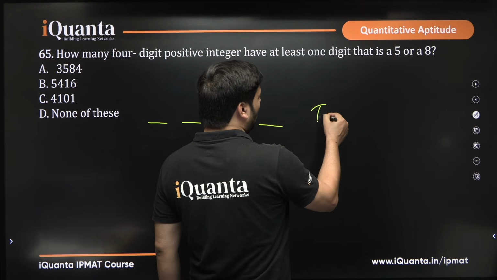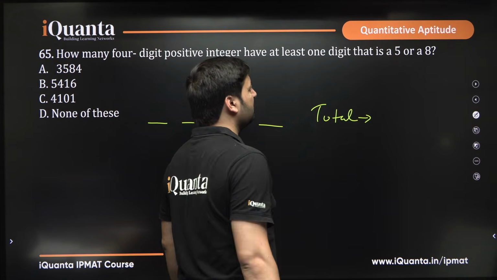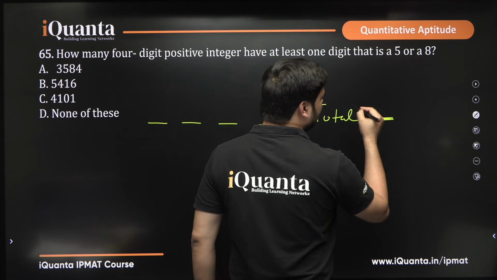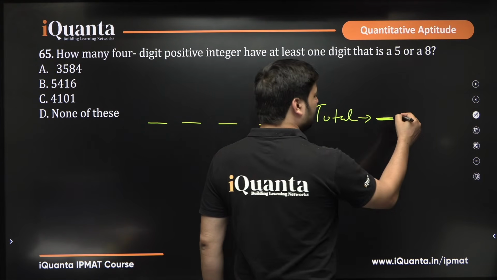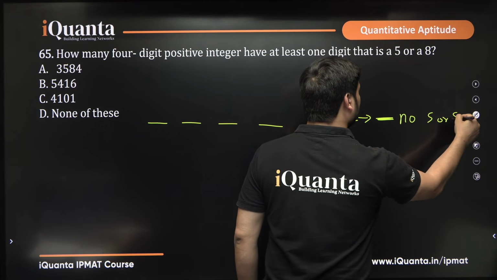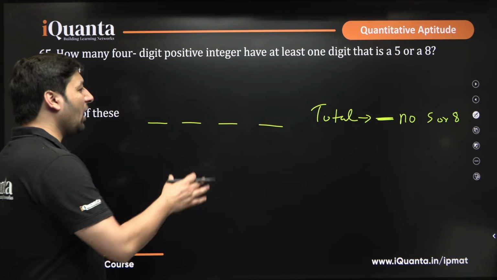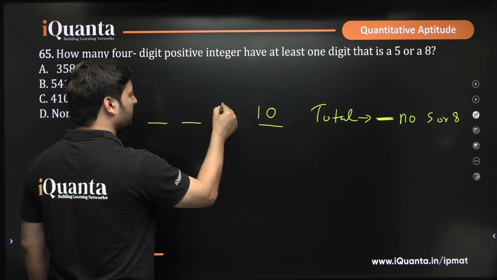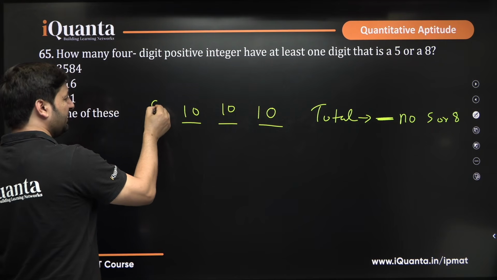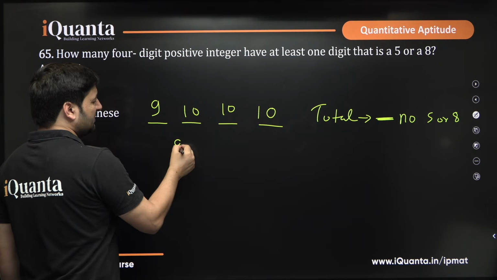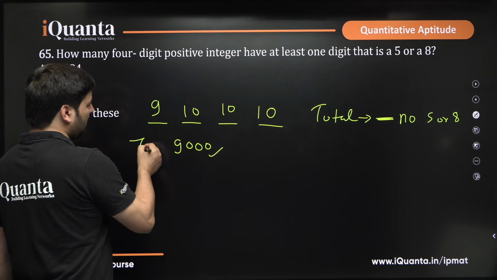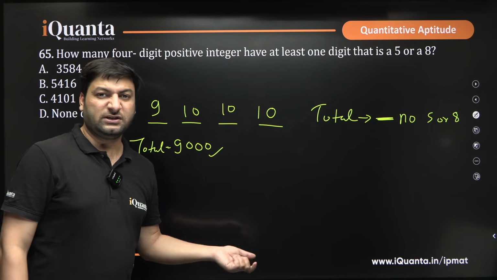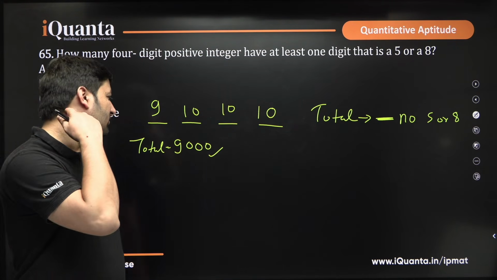What if we do total 4-digit numbers possible, okay? And then from that total we subtract numbers having no 5 or 8 as a digit, okay? How many 4-digit numbers are possible? See, nothing is mentioned, so repetition is allowed. 0 to 9 you can put here, 0 to 9 you can put here, 10 values, but here you can only put 1 to 9. So total 4-digit numbers possible are 9,000. Obviously, from 1000 to 9999 there are 9,000 numbers.